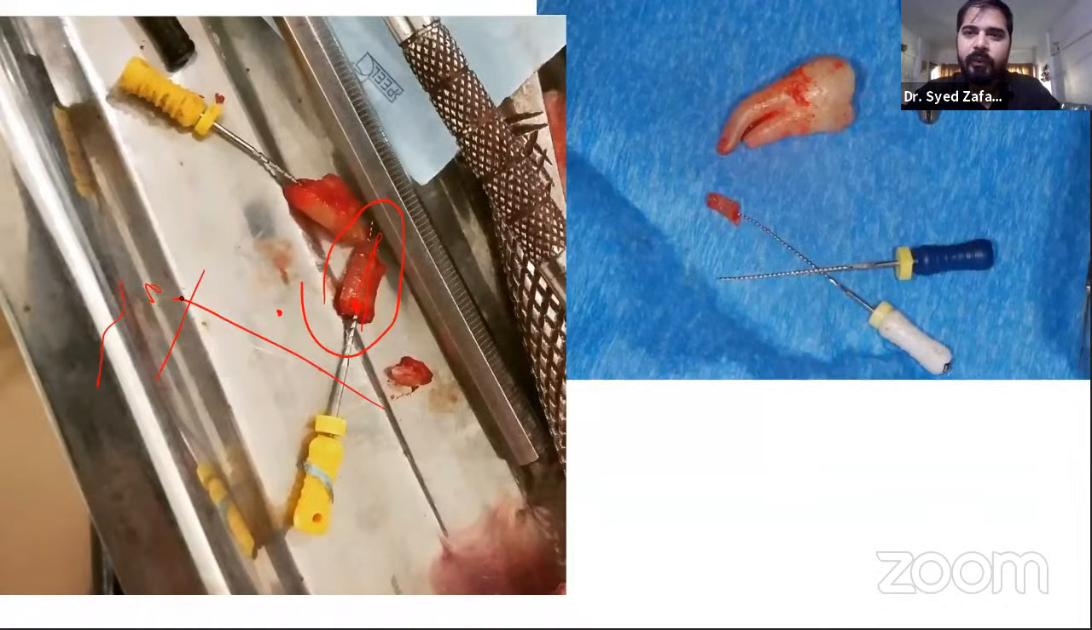If you don't have the instrument, you can also try this procedure in a normal extraction. Almost 100% it works if you know how to engage the file properly and tightly. Mostly we use a 40, 50, or 60 file for it.